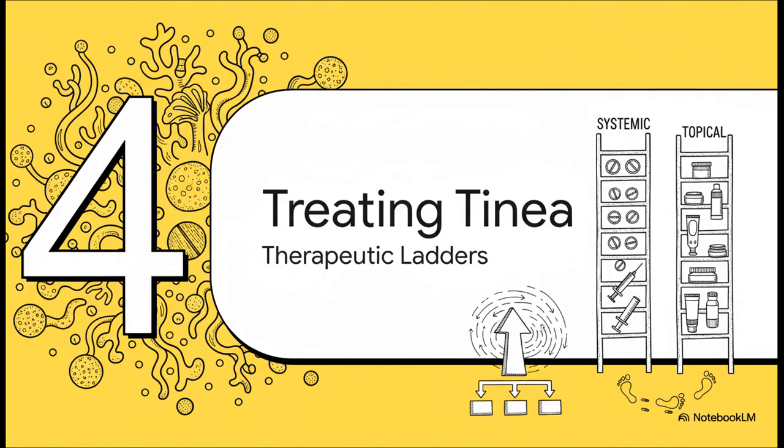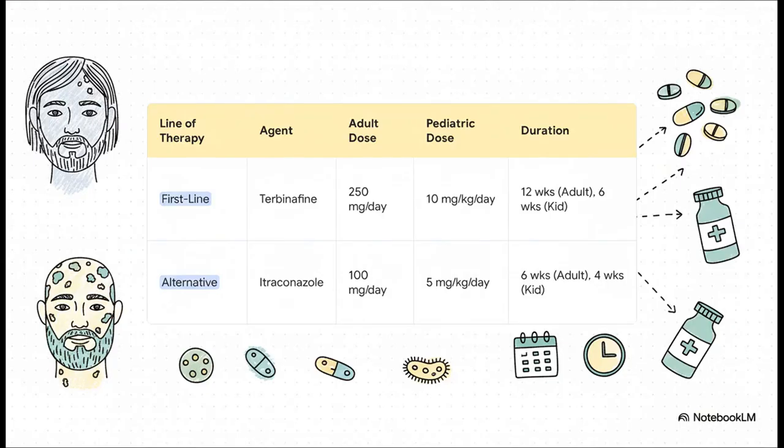All right, let's get into the main event, the treatment modules. First up, Module 4, Treating Tinea. We're going to break down the drug hierarchy covering both the systemic and topical treatment ladders. Okay, for Tinea capitis and barbae, you have to go systemic.